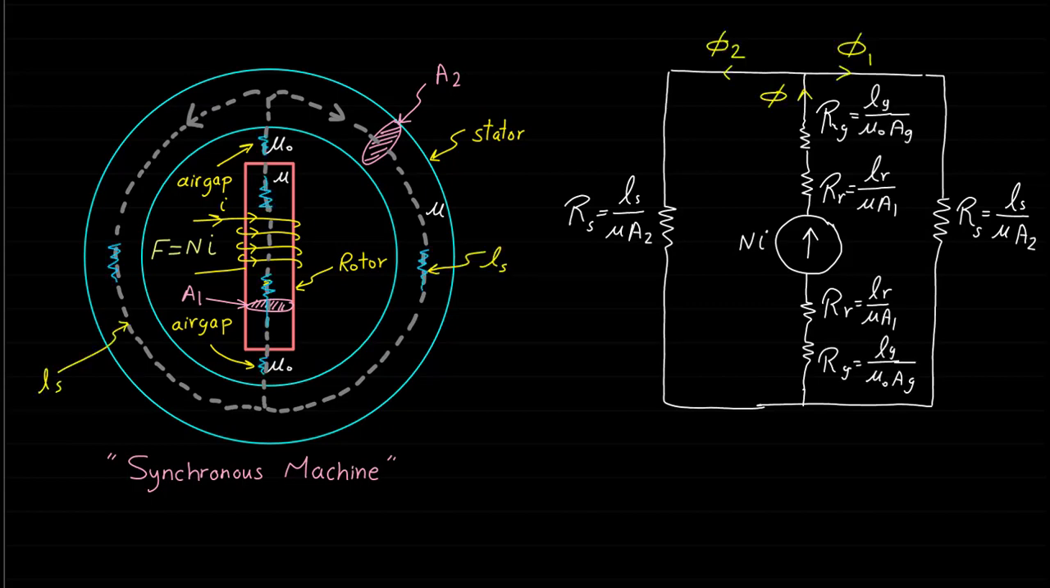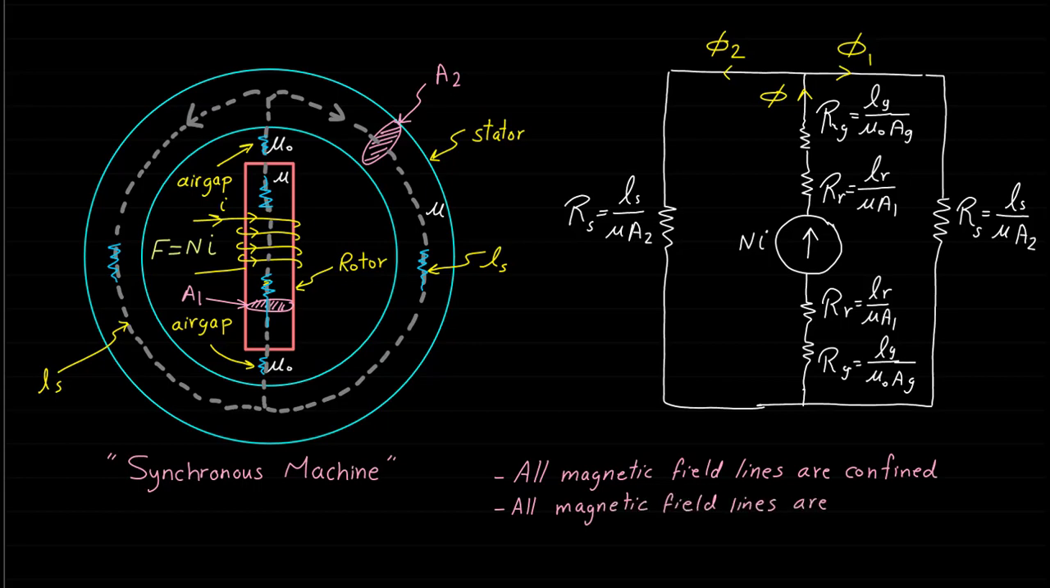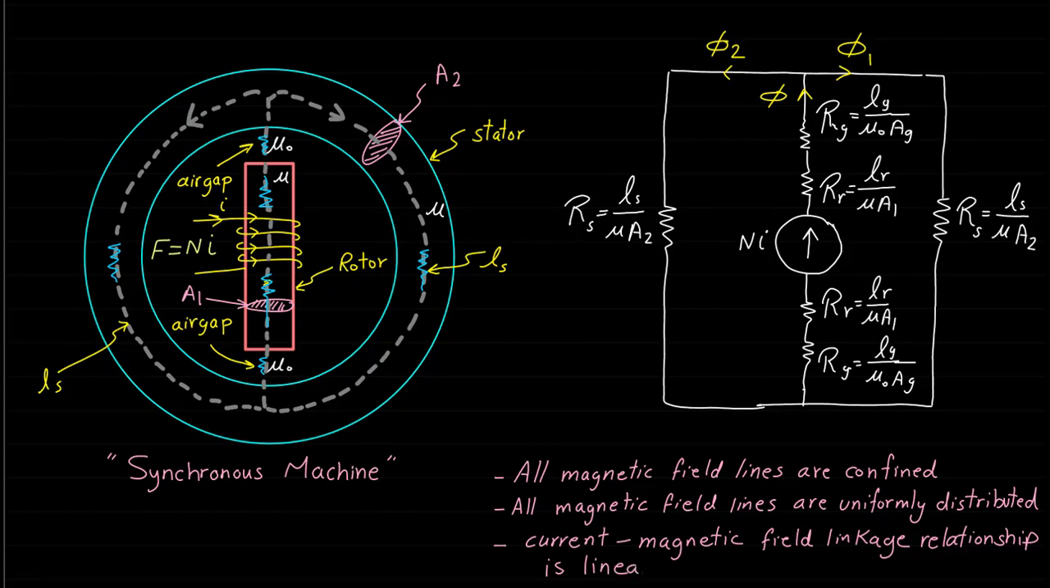It should be noted here that the relationships and calculations of the magnetic circuits in this and previous lectures are developed and performed under some assumptions and approximations. These assumptions are: first, assume all magnetic field lines are confined within the magnetic core. Second, the magnetic field lines are uniformly distributed on the cross-section area. And third, the relationship between the electric current and the magnetic field linkage is linear.